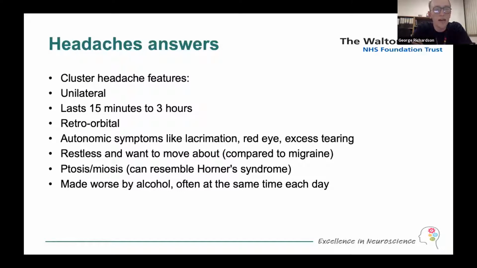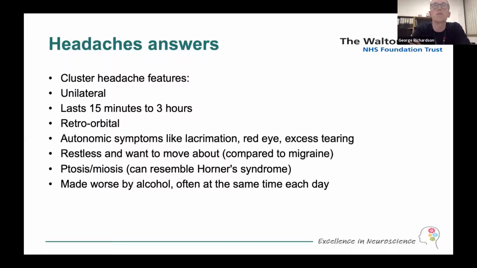So the features of a cluster headache, so these are typically unilateral. They tend to last in short clusters, 15 minutes to 3 hours, and they tend to come once, and then patients will have a time span where they don't have any attacks, and then again they'll get, as the name suggests, a cluster of events. The pain in these is typically felt retroorbitally, so behind the eyeball, and they can also get symptoms such as lacrimation, red eyes, and excessive tearing, which is due to autonomic disturbance.